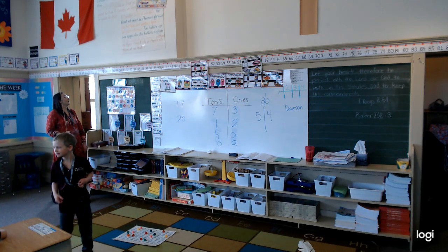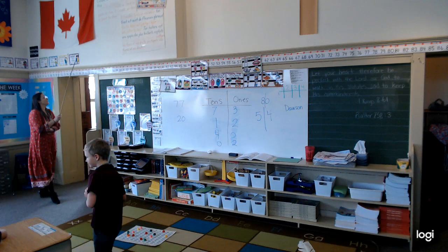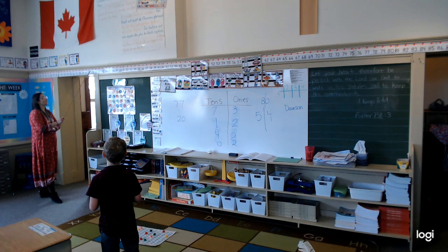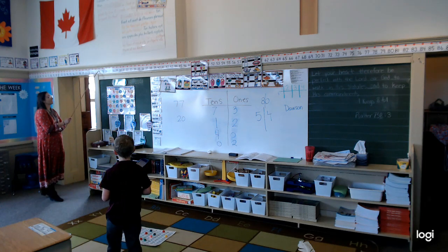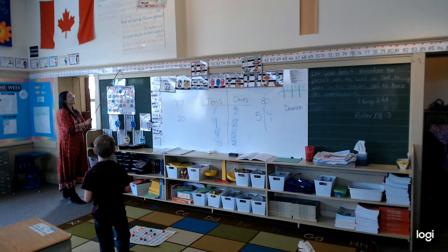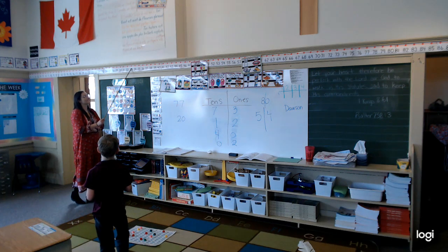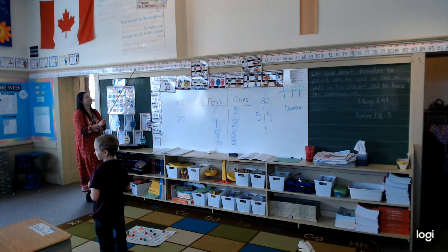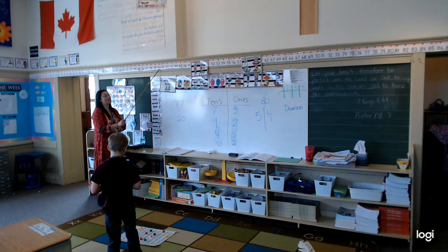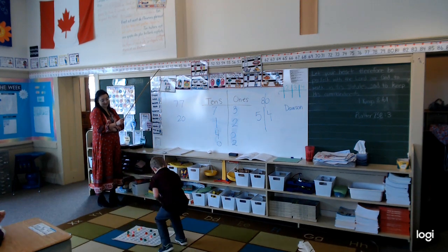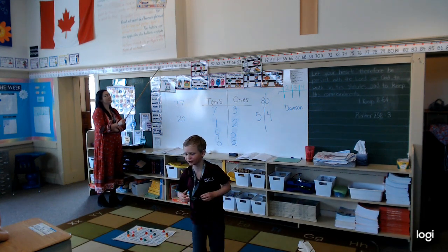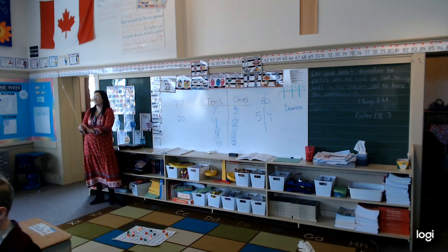Let's do 20 more than the number 20. Ready, guys? 1, 2, 3, 4, 5, 6, 7, 8, 9, 10, 11, 12, 13, 14, 15, 16, 17, 18, 19, 20. What's the number, Sebastian? Beautiful. Alrighty, guys.